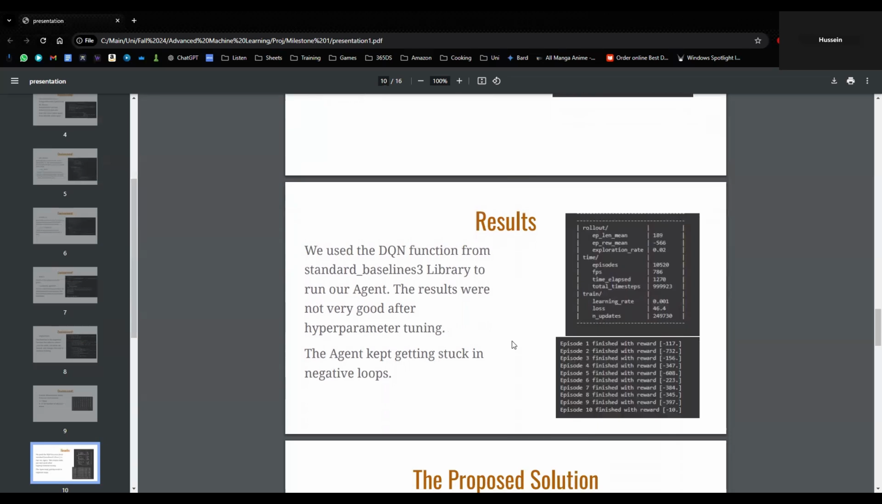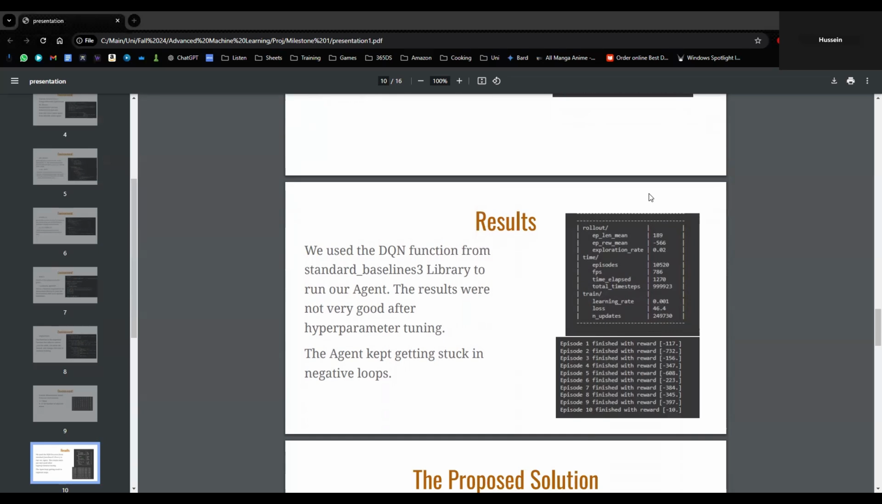We struggled a lot with building the environment, so we decided to use a DQN function that is already implemented in the standard baselines library to train our agent. The results were honestly not the best. The agent would keep getting stuck in weird negative loops, and at times the best score would be when the agent just loses the game as fast as possible to get a score of -10. Other times he would just keep making invalid and random guesses, never making correct moves, and this led to very negative rewards.